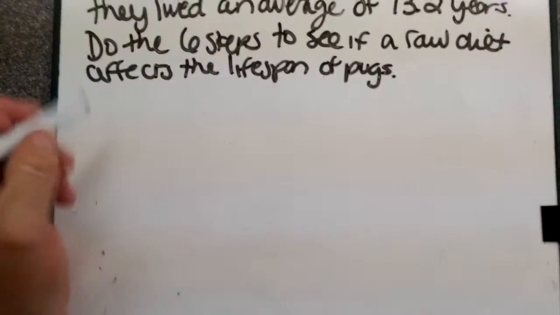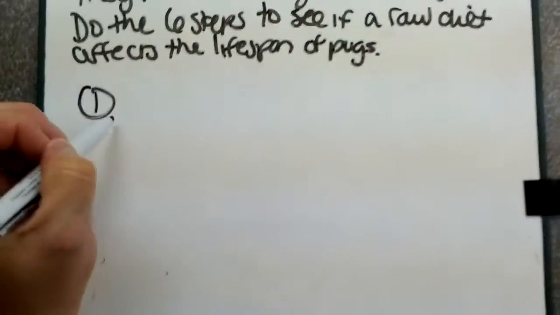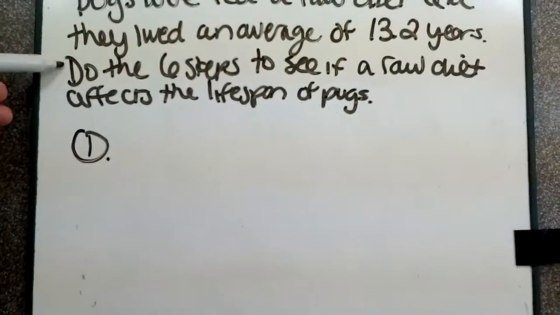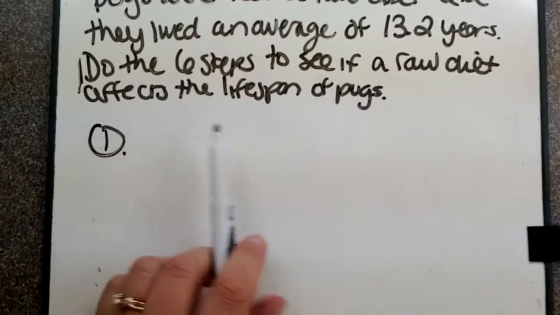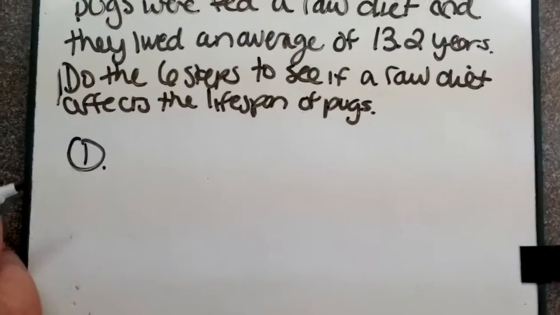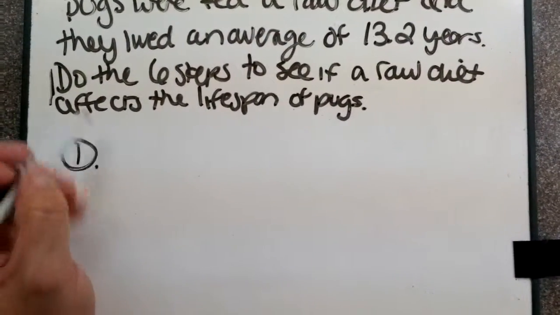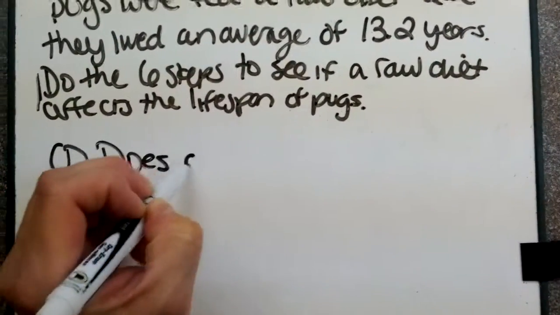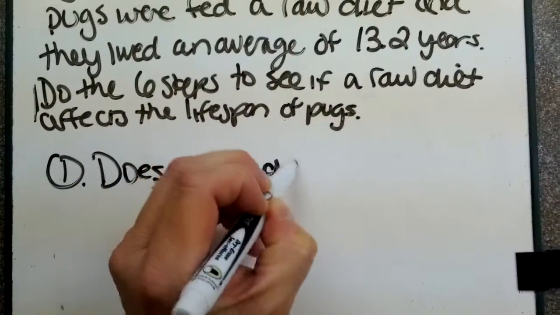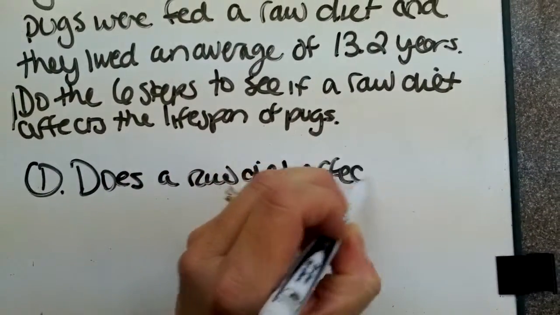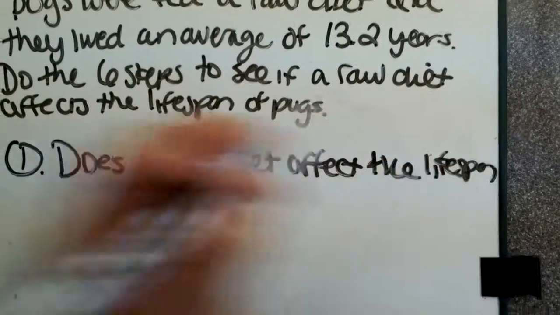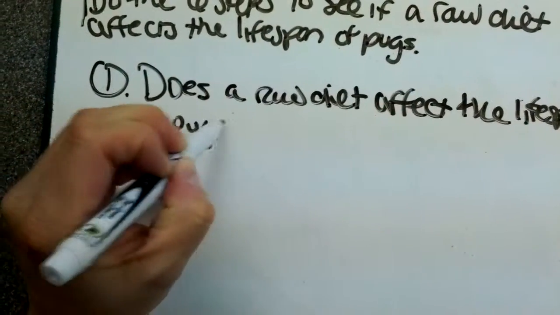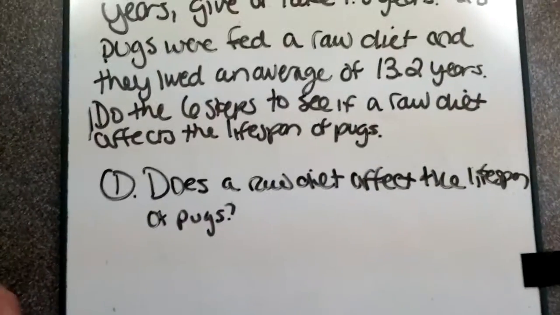So remember, our first step is we need to restate the research question. And it's really already spelled out for you here in this last sentence. It says, see if a raw diet affects the lifespan of pugs. So if I wanted to turn that into a question, it would be, does a raw diet affect the lifespan of pugs? There we go.